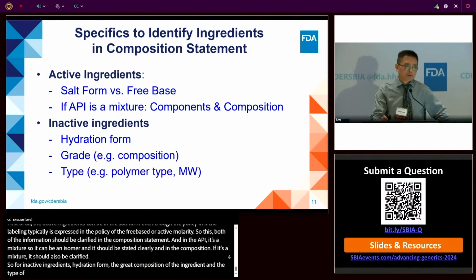So for inactive ingredients: the hydration form, the grade or composition of the ingredient, and the type of polymer, it can be molecular weight or a different composition. We are going to give more examples in later slides. And also purity.